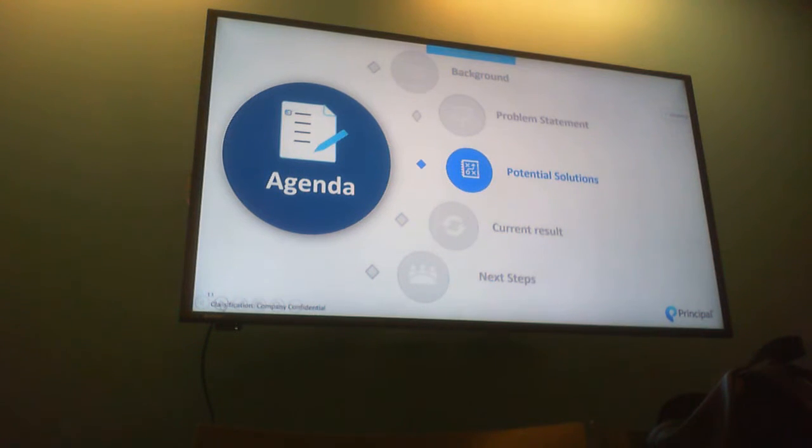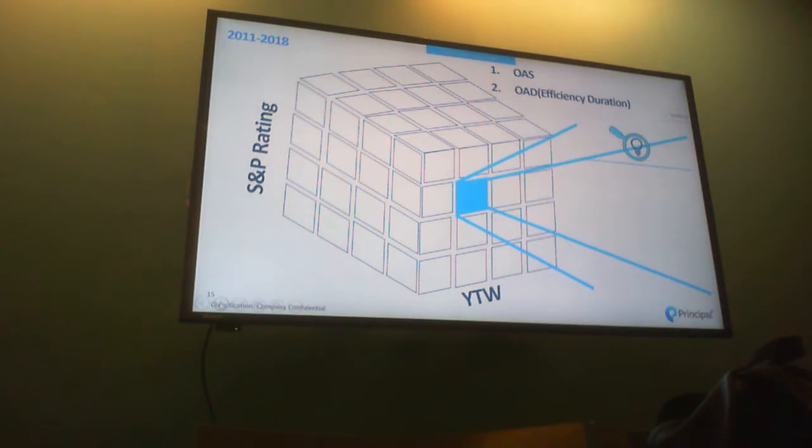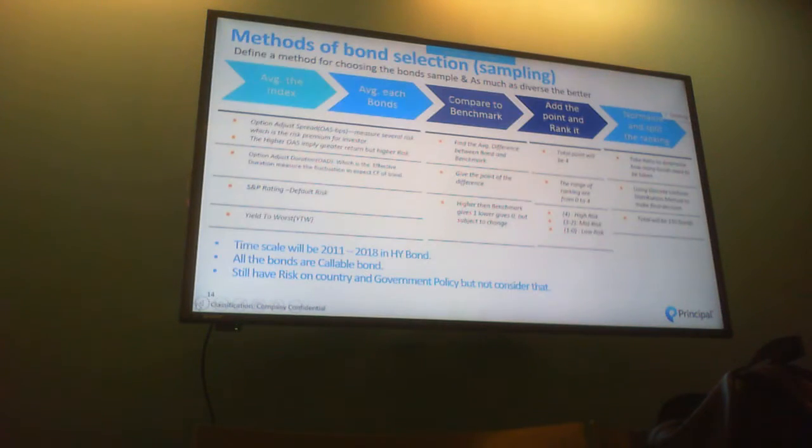So the potential solution to the problem is that the first thing we will do is the sampling to find the bond selection in order to build a sample. This is the process of how we are doing the sampling. And then we take... Can we go back to that slide? Go back to that slide for a second. I just want to read it.